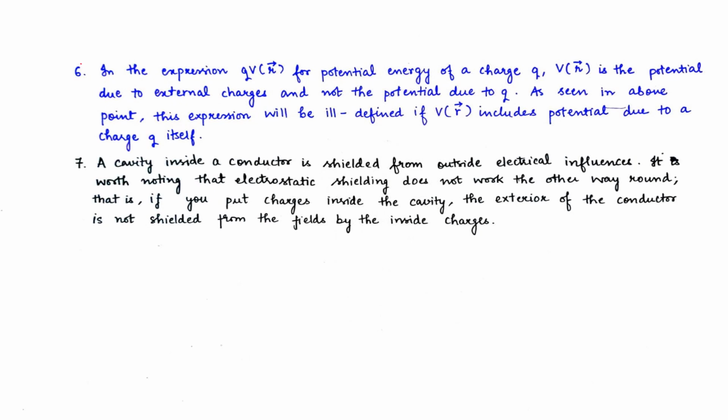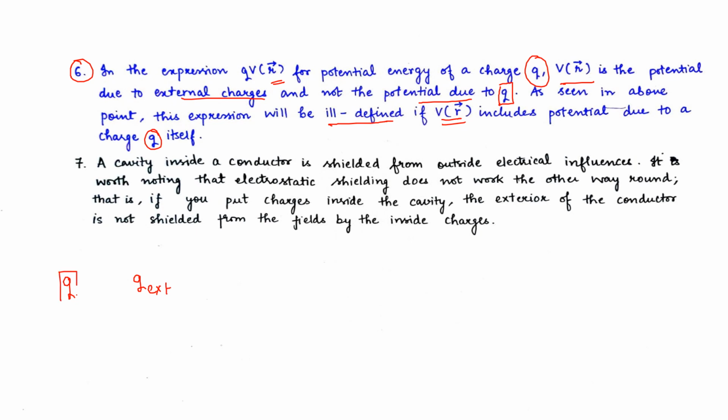Coming to the sixth point, in the expression QV at R for potential energy of charge Q, V at R is the potential due to external charges and not the potential due to the charge Q. As seen in the above point, this expression will be ill-defined if potential at R includes potential due to the charge Q itself. Now in a system we have this charge Q and this is the external charge we are bringing.